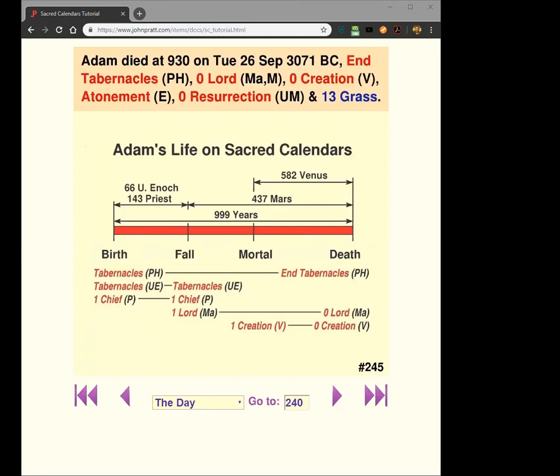So this just shows how the Mars goes right along with the Venus as another witness. Okay, let's go to 246.